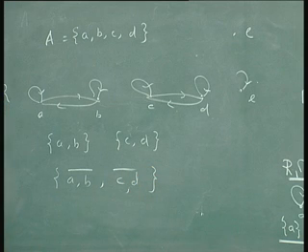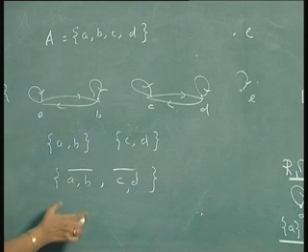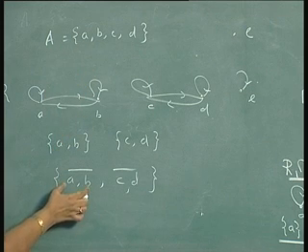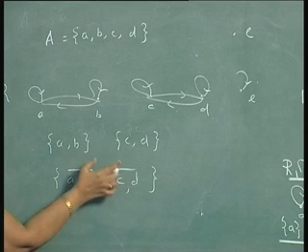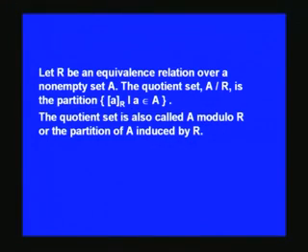So, this equivalence relation induces a partition on A, that is this partition: A and B in one block, C and D in one block. Each equivalence class will be one block. So, you say that an equivalence relation induces a partition on A. This is what we have seen.